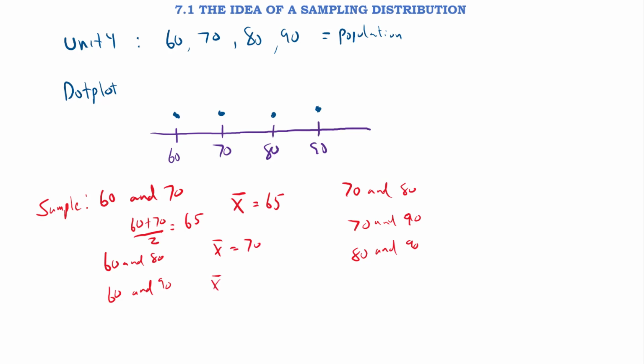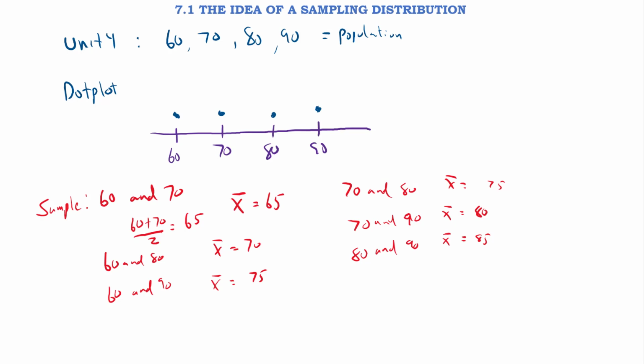60 and 90 would give us our sample mean of 75. 70 and 80 would give us our sample mean of 75. 70 and 90 would give us a sample mean of 80. And then our sample mean of 80 and 90 would be 85.